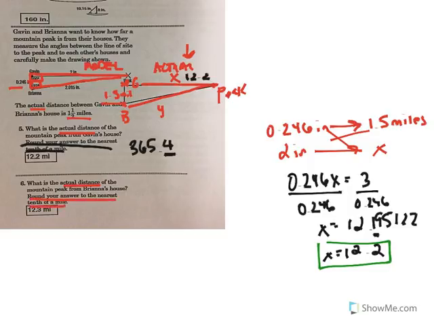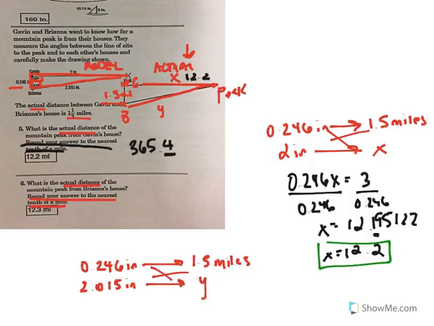Okay? So let's set up our ratio, right? We have the distance between Gavin and Brianna's house in the model is 0.246 inches. Don't forget your units. And that corresponds to 1.5 miles in the actual figure. And the distance between Brianna's house and the peak in the model is 2.015 inches. And in real life, we don't know what it is, it's y.